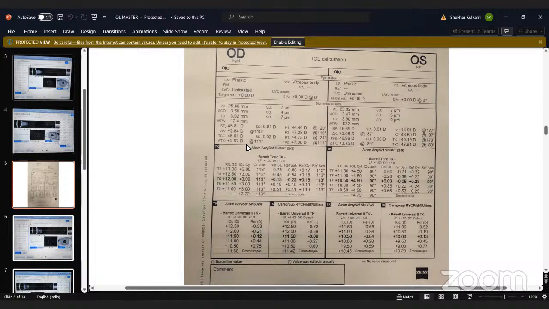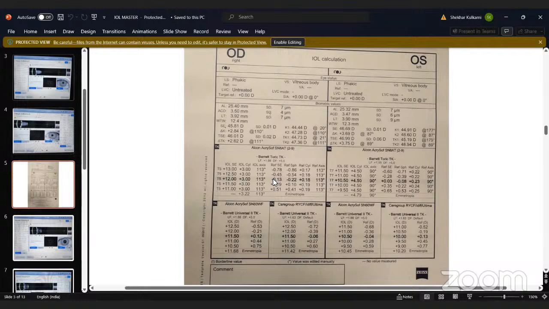Next, according to the Barrett Toric formula, to achieve an emmetropic eye, we can select the central value. So we can put a lens of plus 12 diopters spherical equivalent with a plus 3 diopter cylinder at 113 degrees, if we are applying an Alcon lens.